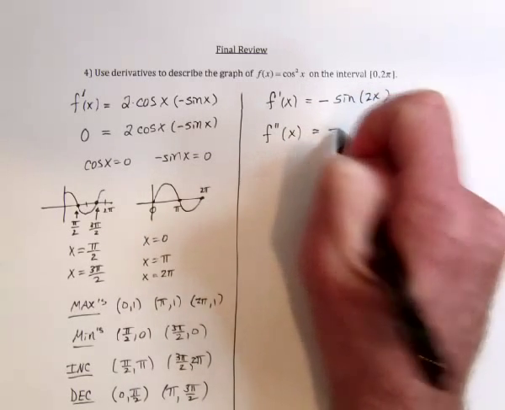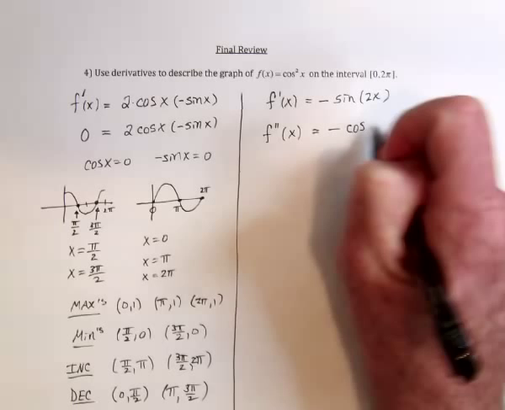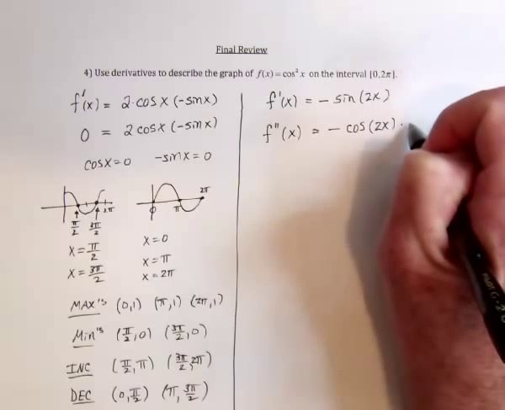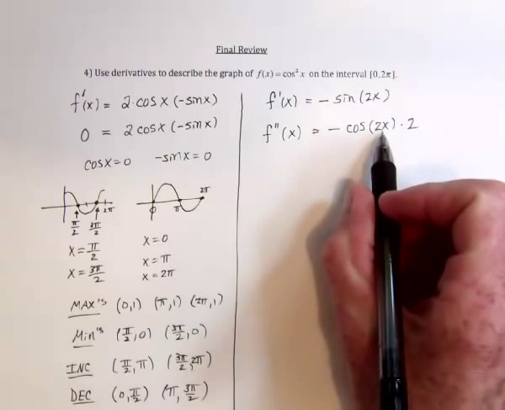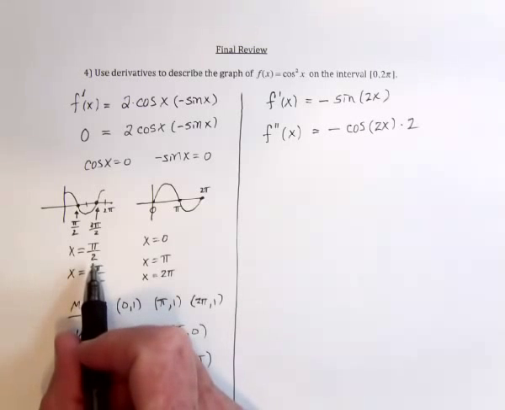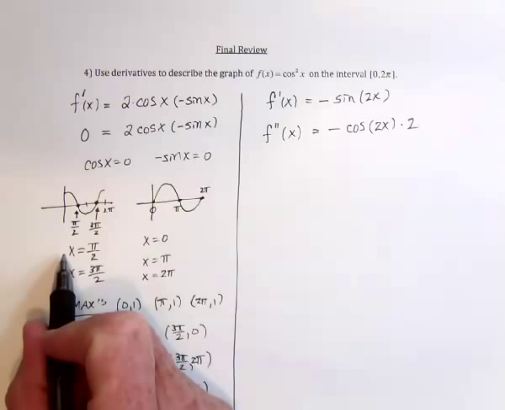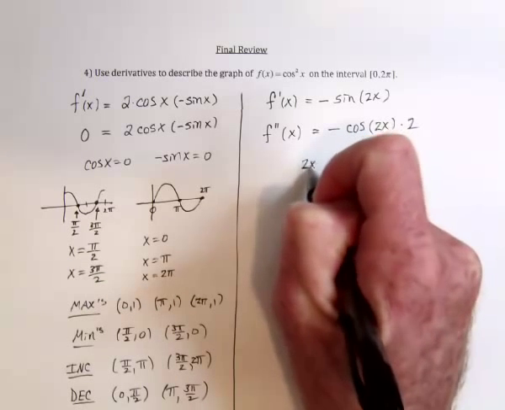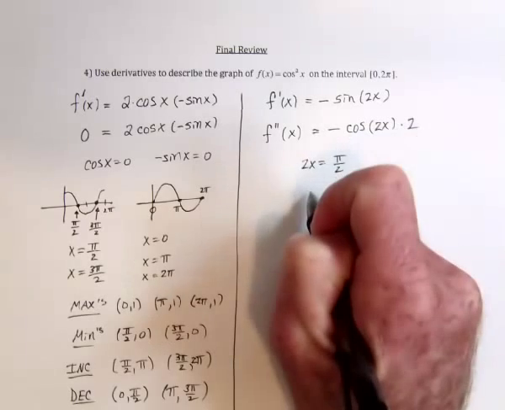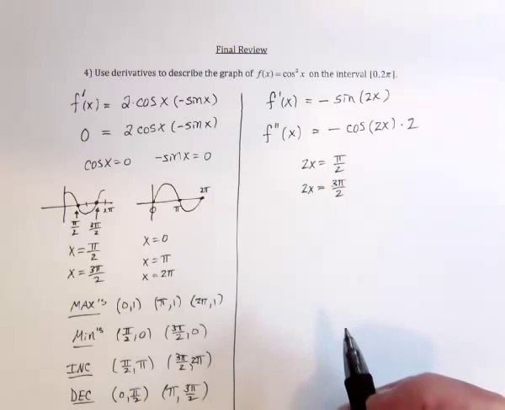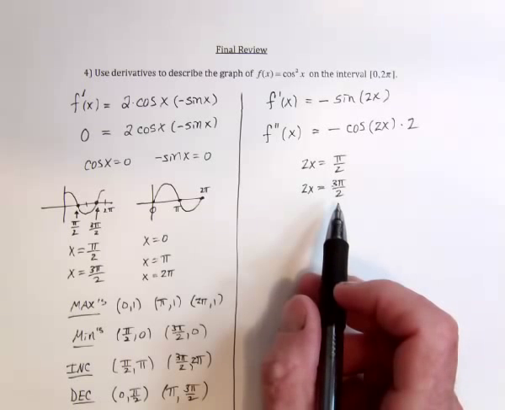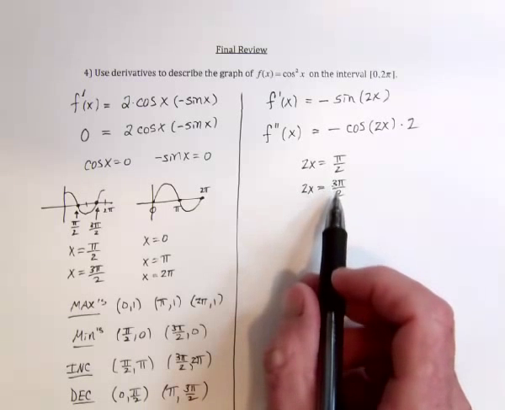So the second derivative is going to be negative. The derivative of sine is cosine, and then the derivative of the 2x is a 2. Once again, there's no place where that's undefined. We just need to find out where does cosine equal 0, and then divide all of those by 2. So we actually already did that work over here, except instead of it being x equals, it's going to be 2x equals. So 2x equals pi over 2. 2x equals 3 pi over 2. But when I divide by 2, that's going to give me just 3 pi over 4.